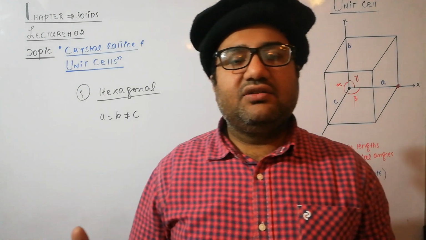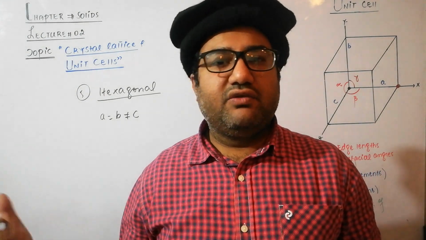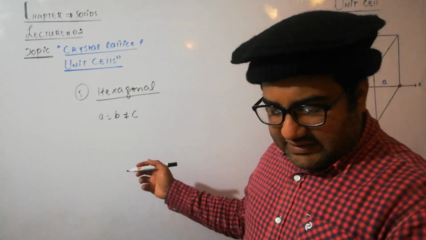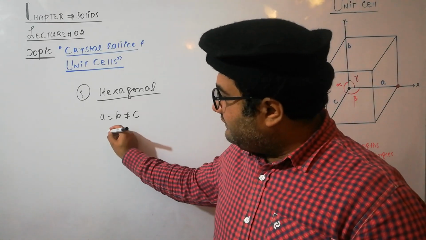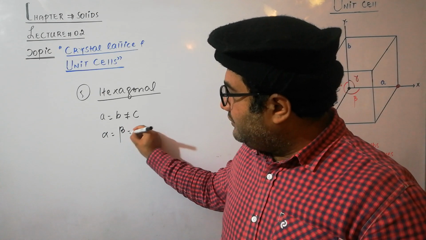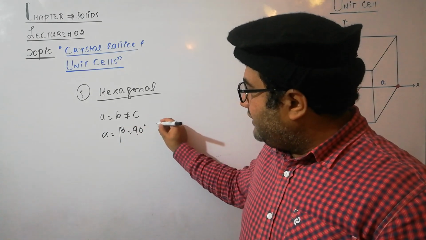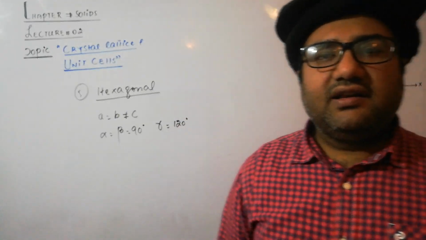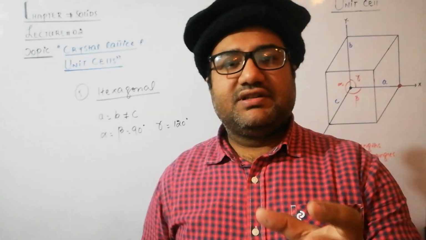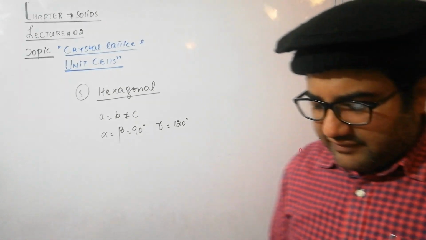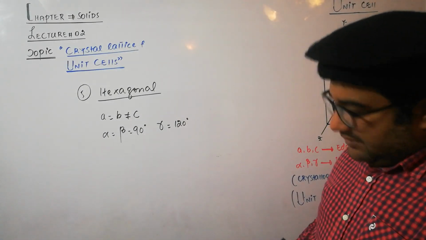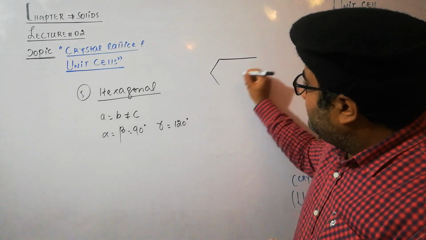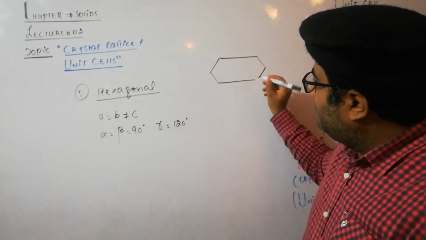This means the edge lengths of the x-axis and y-axis are equal, but that of the z-axis is unequal. And what is the relationship between the angles? Alpha is equal to beta is equal to 90 degrees, but gamma is equal to 120 degrees. And all of us know that in a hexagonal structure, one of the angles is 120 degrees. Now, how to draw this? It is very simple to draw. Draw a hexagon like this.